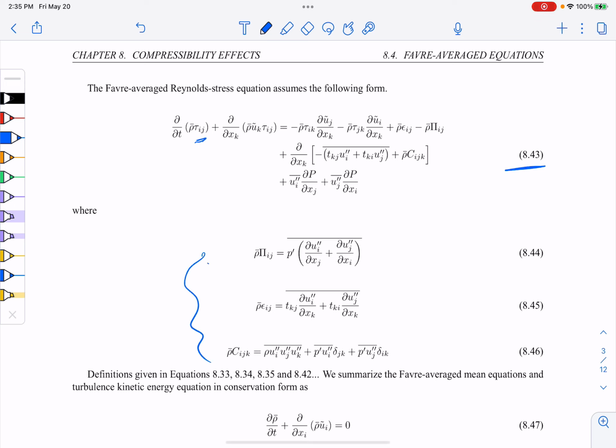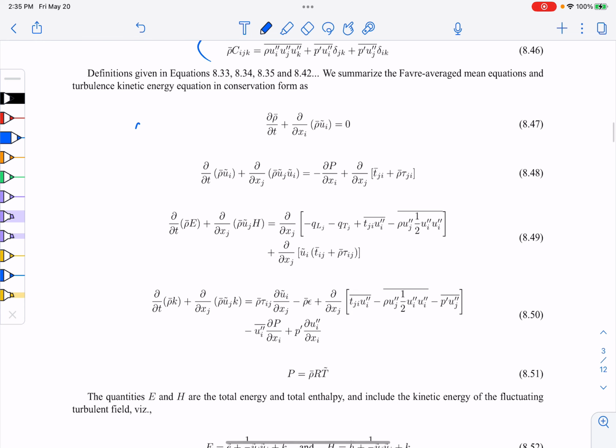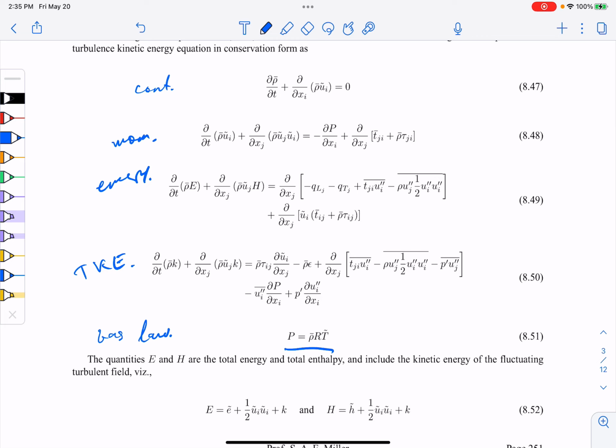And here are the closure correlations apparent in the model. Next, there's the typical continuity equation, momentum equation, energy equation, TKE equation, turbulent kinetic energy, and a gas law. Of course, for high-speed flow, it's very typical to use something other than ideal gas, and we have our typical definitions of total energy and enthalpy.